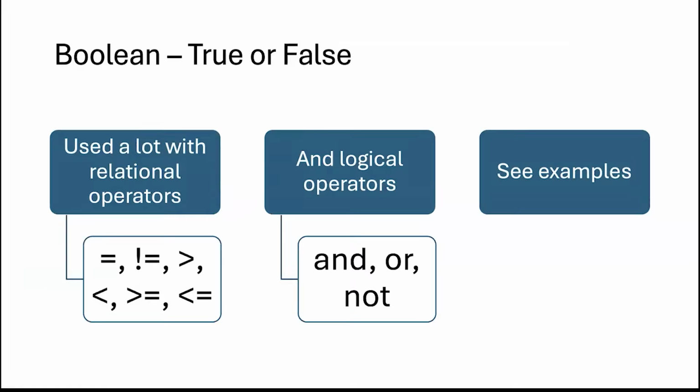Boolean values, that's another type of interesting variable in a lot of programming languages. We use that a lot with relational operators, like checking whether certain things equal another thing, or do not equal, greater than or equal to, or less than or equal to. Those are the relational operators. And we can also use them with logical operators like this and that, this or not something. Okay, so let's take a look at some examples.